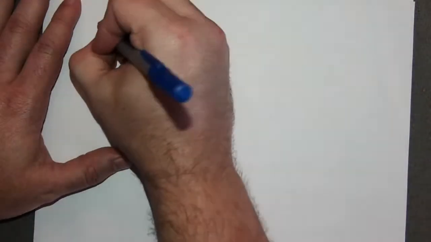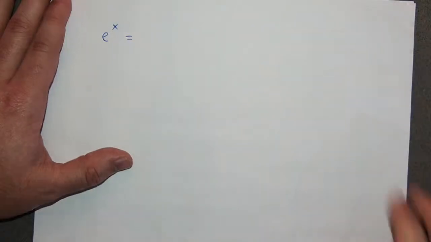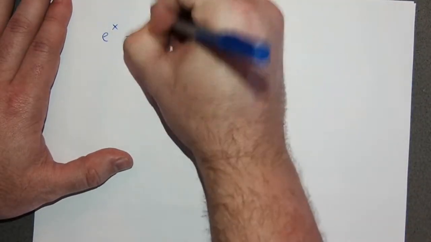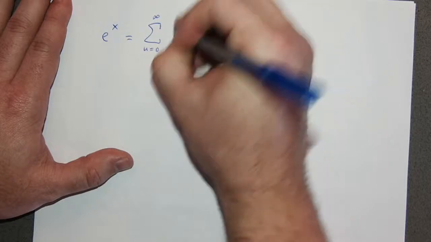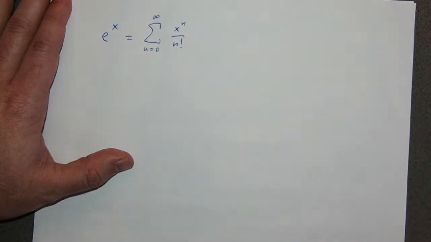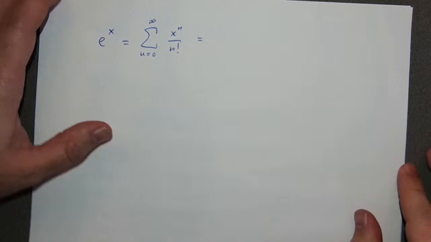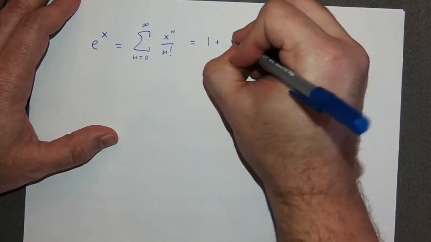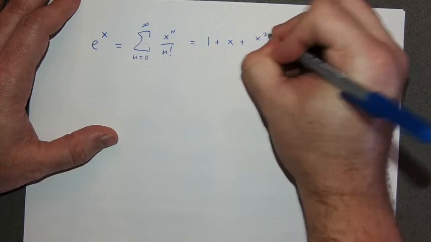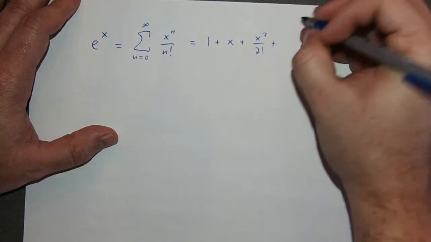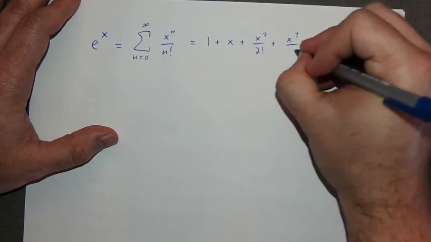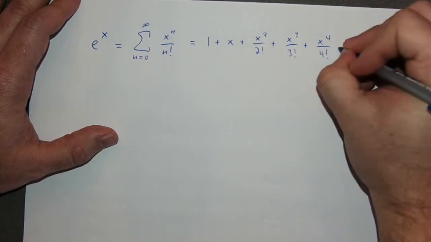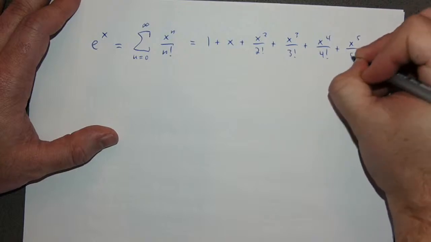And so e to the x can be thought of as the sum from n equals 0 to infinity of x to the n over n factorial. Or written out as a sum, this is 1 plus x plus x squared over 2 factorial, which is just 2, plus x cubed over 3 factorial, plus x to the 4th over 4 factorial, plus x to the 5th over 5 factorial, and so on.